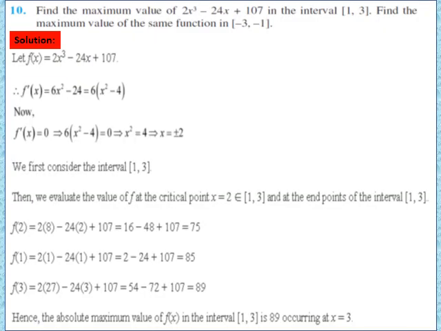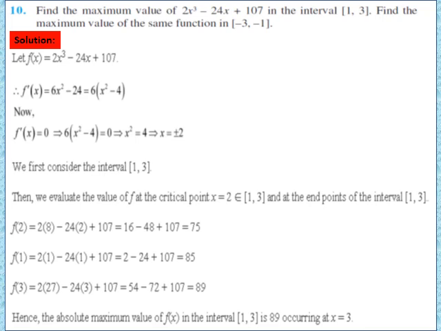Moving to question 10. Find the maximum value of 2x³ - 24x + 107 in the interval [1, 3]. Find the maximum value of the same function in the other interval [-3, -1]. Since the intervals are closed, we have to find the absolute maximum and absolute minimum. So first we have to find the derivative.